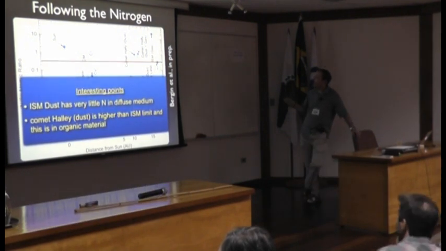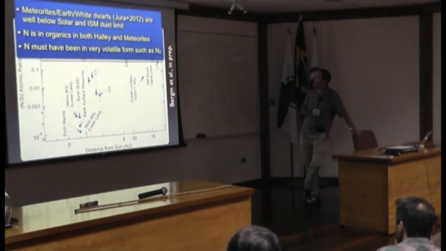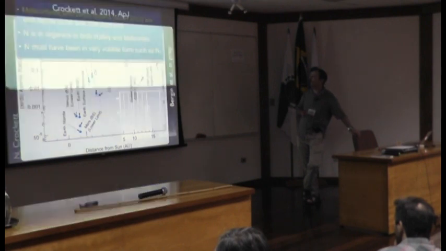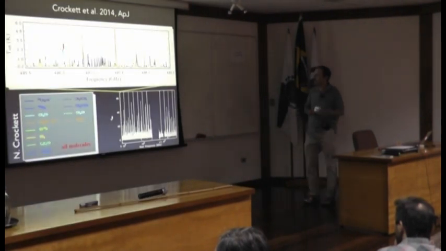Now, comet Halley, however, is above that. And it's inorganic, so it suggests that maybe the disk was making something somewhere. Go up here: meteorites, Earth. I also didn't talk about the white dwarfs. They are well below the solar and ISM limit. So they're nitrogen poor. This nitrogen is in organics, must have been in a volatile form. Very difficult to incorporate.